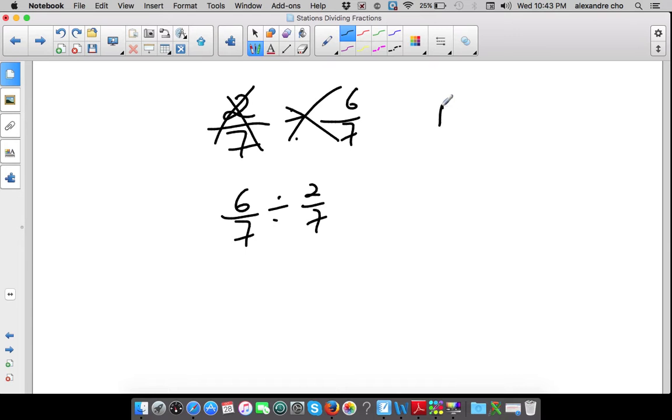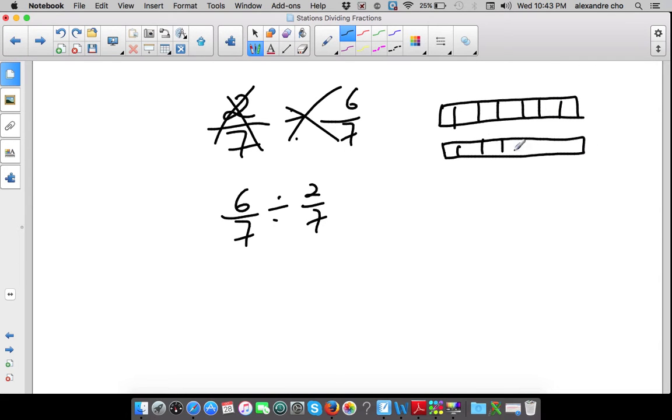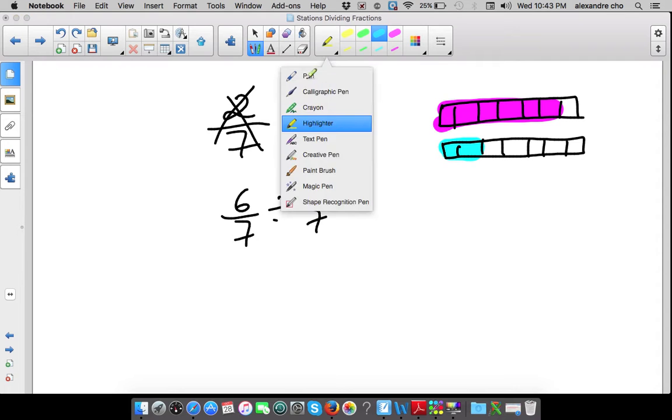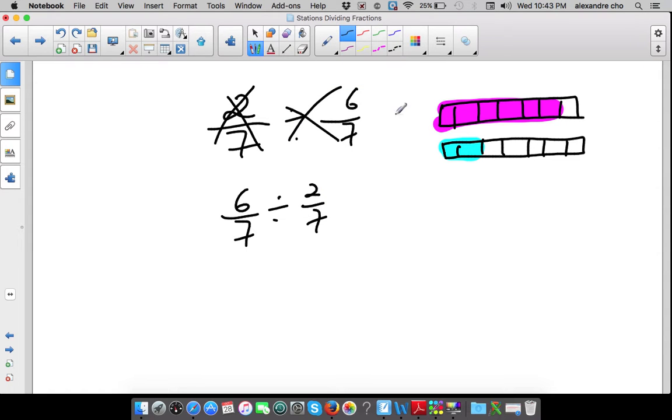So let's draw this out. Take a bar, go 1, 2, 3, 4, 5, 6, 7. Take another bar. 1, 2, 3, 4, 5, 6, 7. Notice that they are of equal size. So you want to highlight 6 on the first one. And I want to change colors. I'll highlight 2 here. So these are all 7ths. Okay, so how many times would you be able to take these 2 pieces and fit on top here? Well, you'd fit it 1 time, you'd fit it 2 times, and you'd fit it 3 times. Good, the answer is 3.